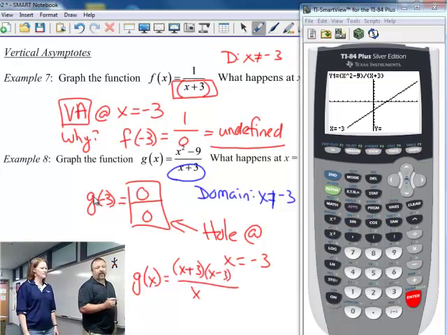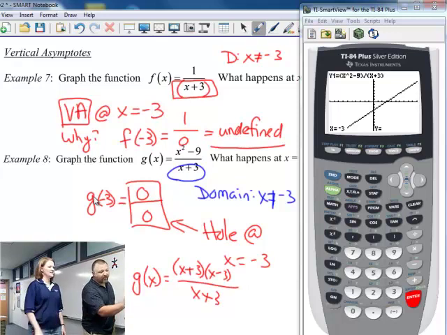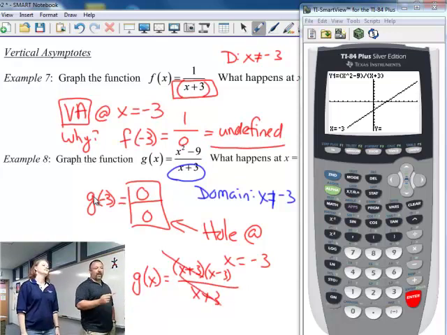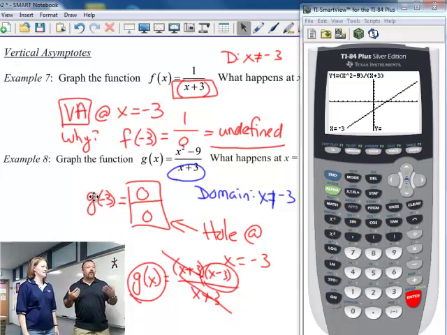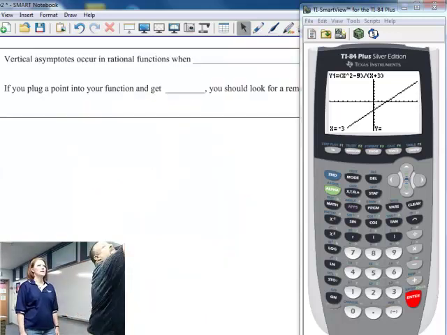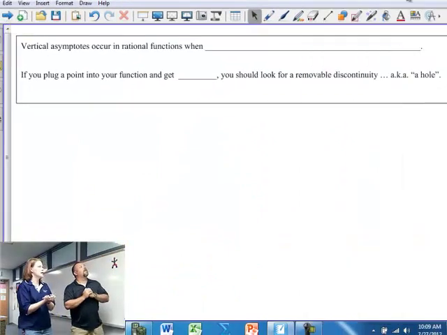Remember x squared minus 9 could have been factored? Difference of squares. We are going to remove the discontinuity by canceling them, and we get a function that is really just x minus 3, which is just a line, but we've removed a point, creating a hole. That's for later. We're trying to give you a taste of what's coming later in the course, well, next chapter.